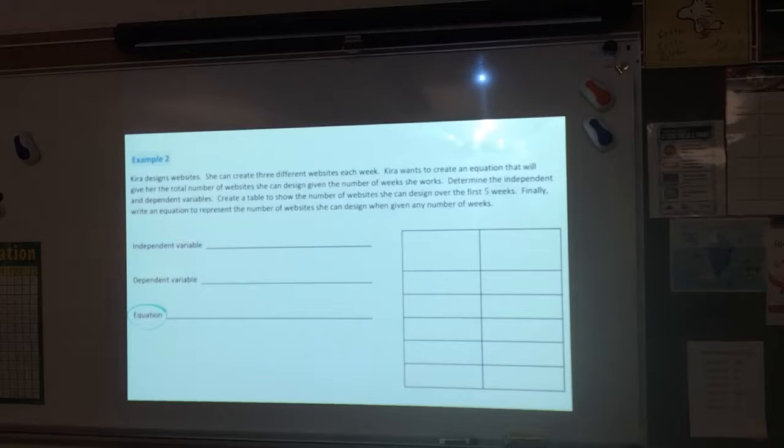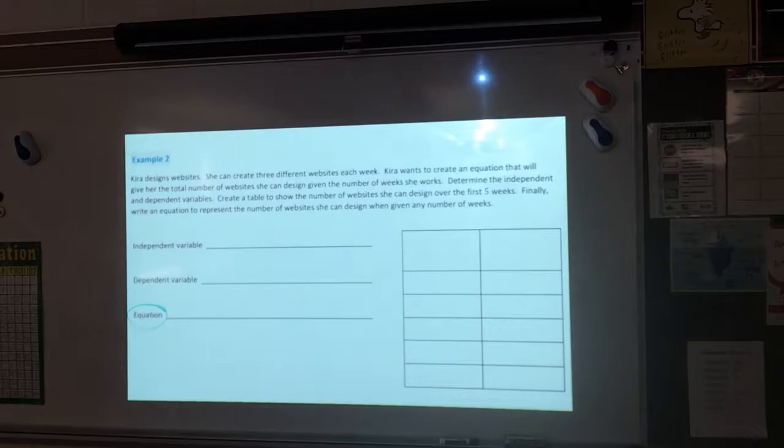Kira designs websites. She can create 3 different websites each week. Kira wants to create an equation that will give her the total number of websites she can design given the number of weeks that she works. Determine the independent and dependent variables. So again, independent is what cannot be affected or changed or altered. Good vocab word for you, altered. Create a table to show the number of websites that she can design over the first 5 weeks. So that's going to be one of our categories, the weeks.